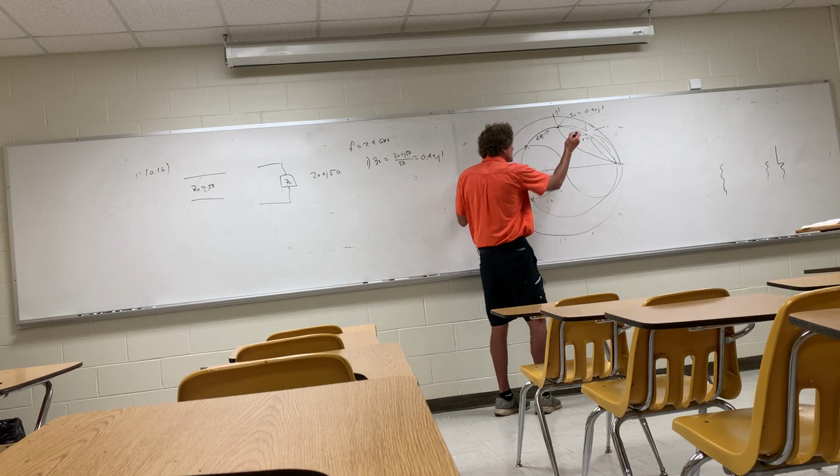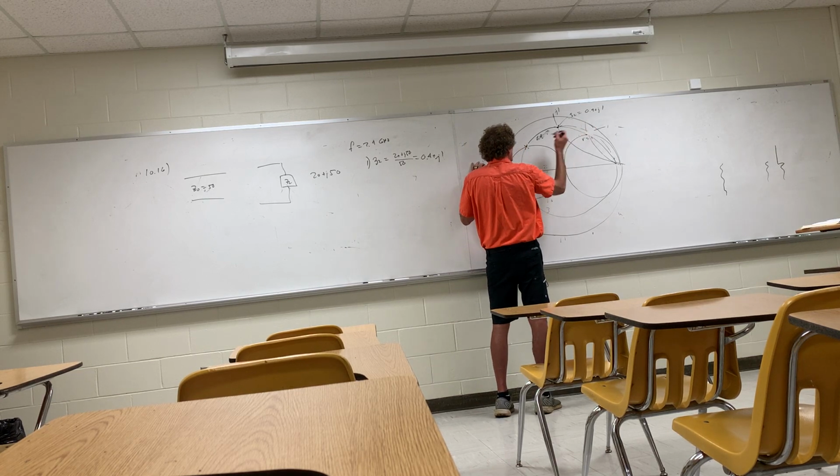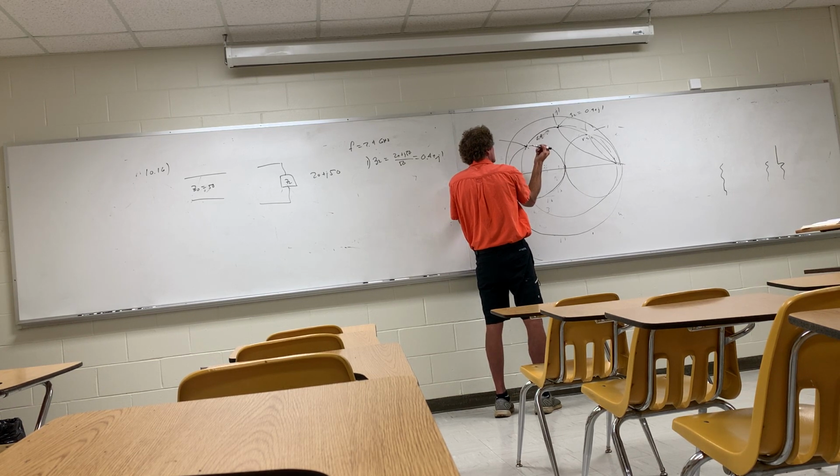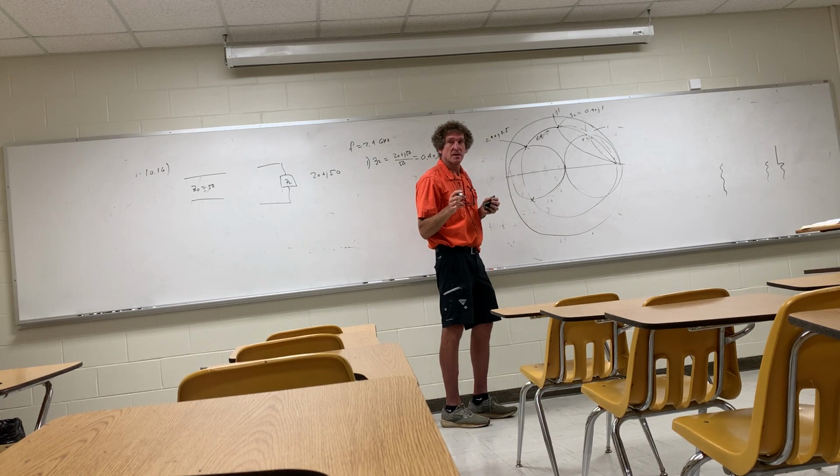So this was j0.4 plus j1. This point is what? Just look where 0.4 intersects the rotated circle. 0.4 plus j0.5. 0.4 plus j0.5. You confirm that, people?